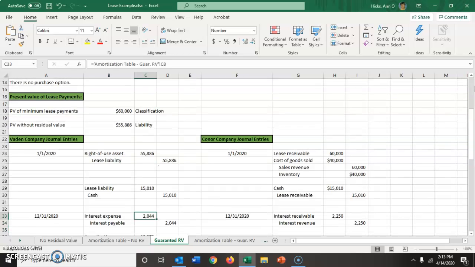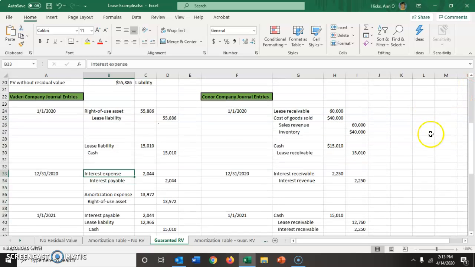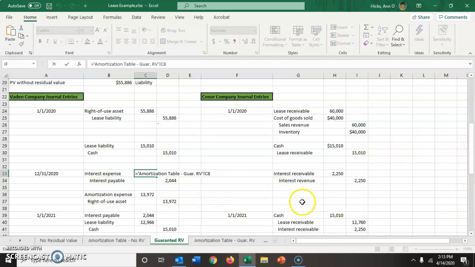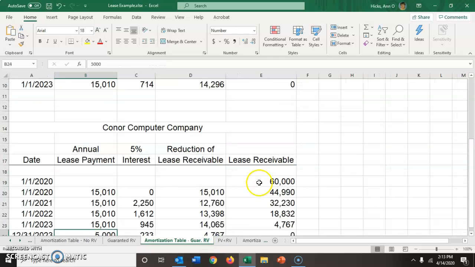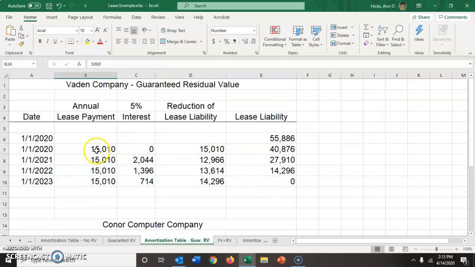In essence, our entries for the main term of the lease will remain the same as they were in the first example. The balances will be a little different, and I have another amortization table right in the next file, our next spreadsheet. So notice in this one, we start out with the lease liability of $55,886, the annual lease payments of $15,010.